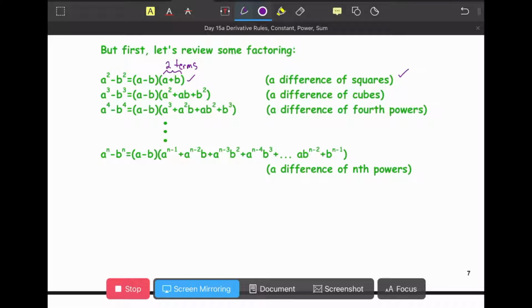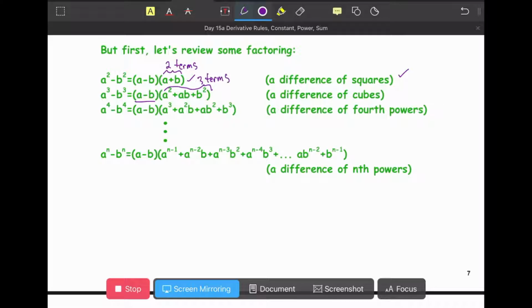Next up, we have our difference of cubes. We're going to have the same starting term here, but then our second factor here, a squared plus ab plus b squared, has three terms.